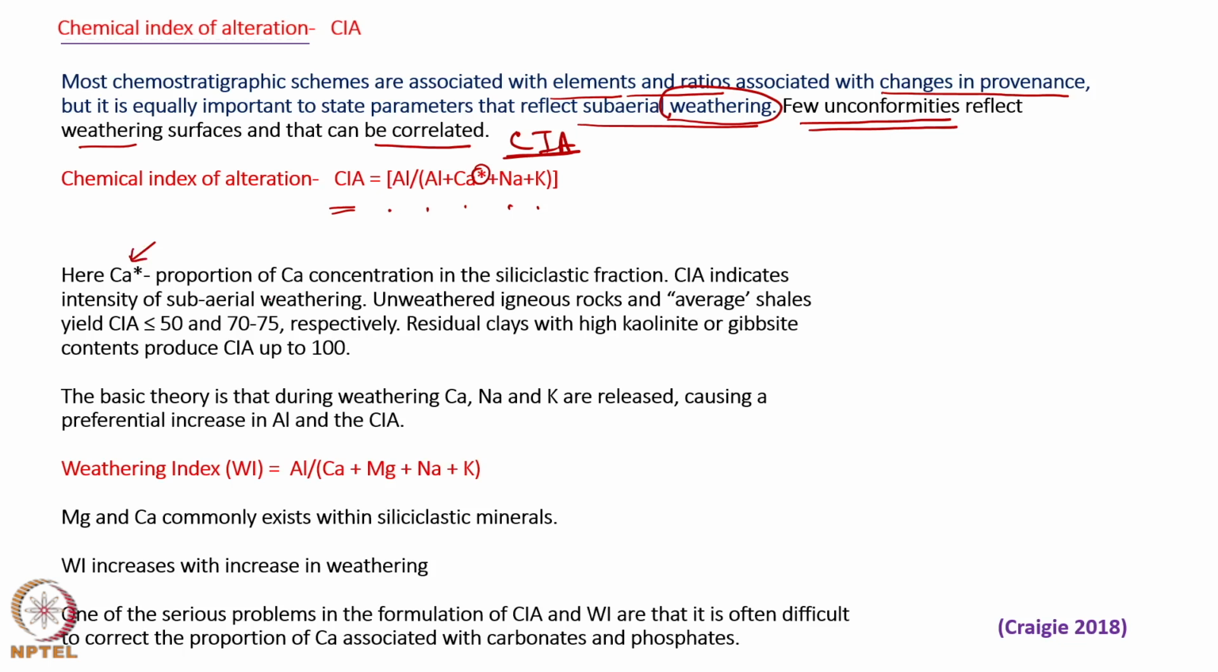CIA indicates intensity of subaerial weathering. It is the same thing that is said here. Unweathered igneous rocks give CIA less than or equal to 50, and the average shales give CIA 70 to 75. Residual clays with high kaolinite or gibbsite content produce CIA up to 100. But it is also to be stated that CIA alone cannot predict the rock type. It can act as supporting evidence.